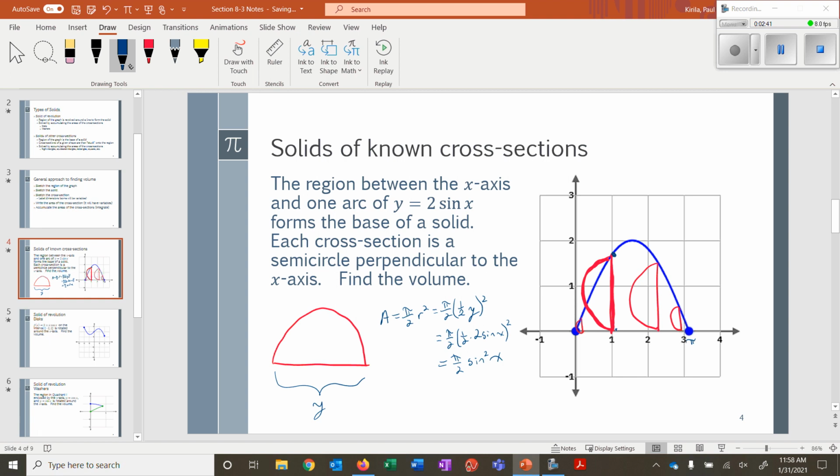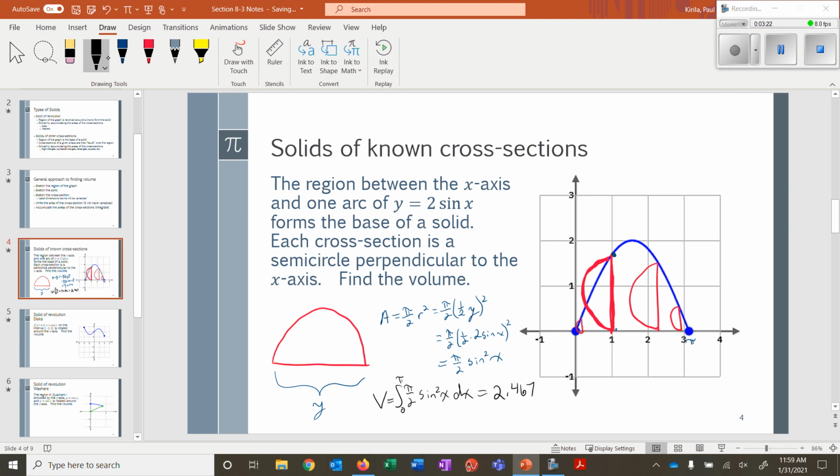But that's the area of one cross section. I need to accumulate all of the cross sections. And in calculus, the thing that accumulates is the integral. So I need to accumulate the integral of pi over 2 sine squared. So I'm accumulating all of my cross-sectional areas, and my x's are going from 0 to pi. I do need to use a calculator for this one here, and I get that my volume is 2.467.